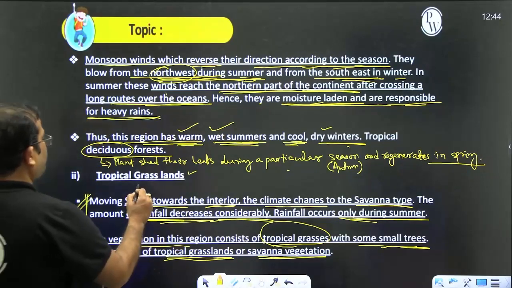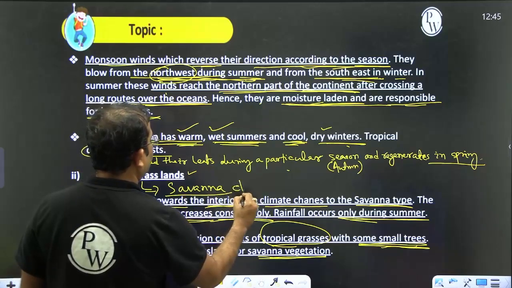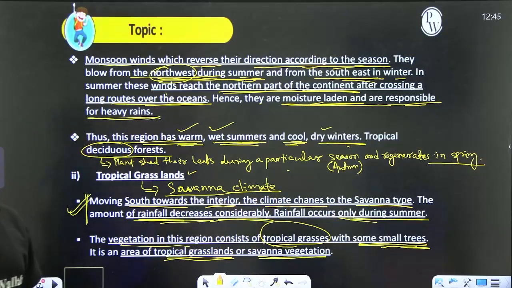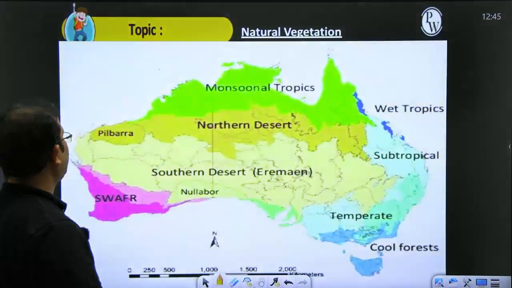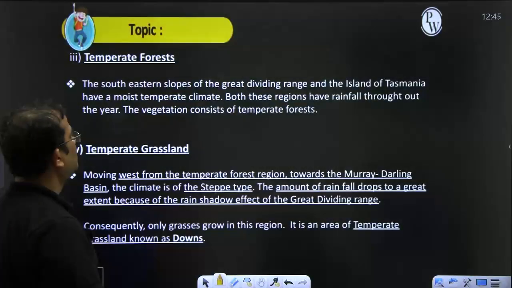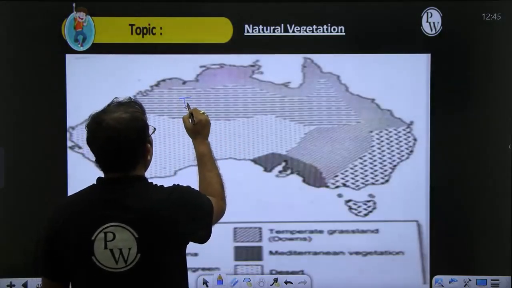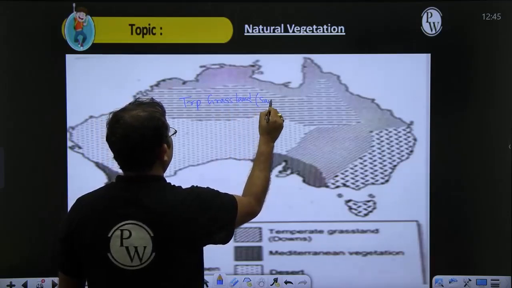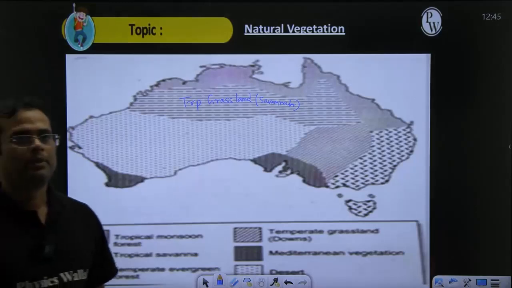So basically we can say that tropical grassland is the typical characteristic of savanna climate. Tropical grasslands you will find particularly in this area. So this is the tropical grassland or savanna.